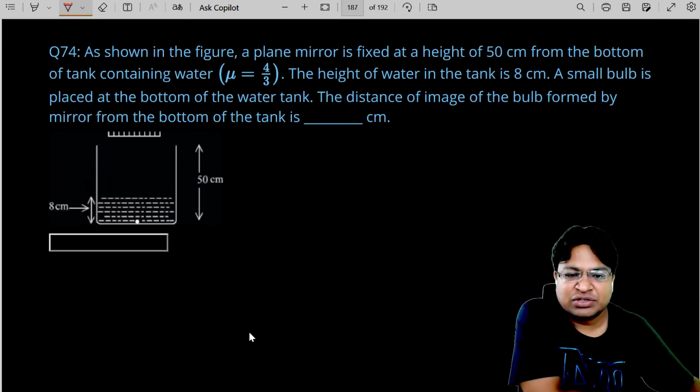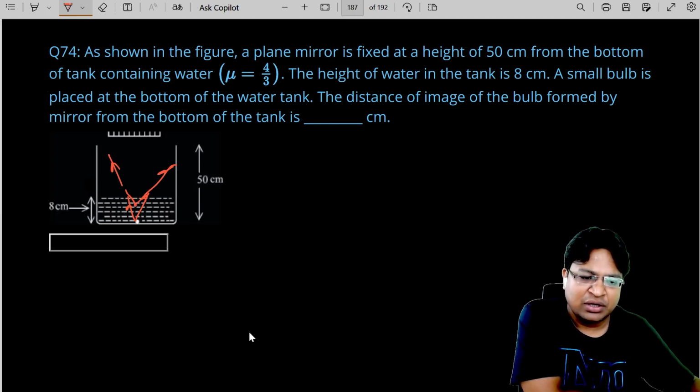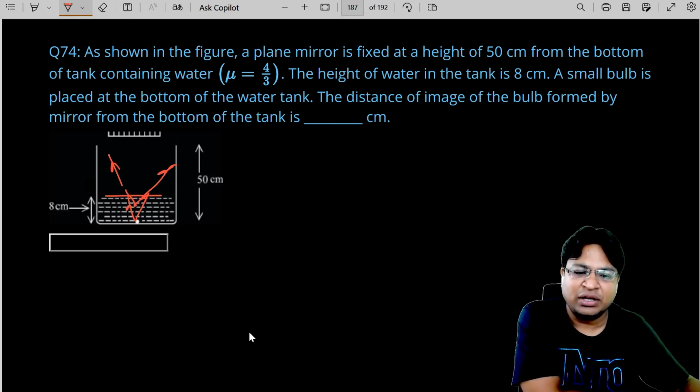It says that, as shown in the figure, a plane mirror is fixed at a height of 50 centimeters from the bottom of a tank. The height of the water in the tank is 8 centimeters. A small bulb is placed at the bottom of the water tank. The light coming from this bulb will appear to be coming from a higher point. And the distance of this image from the interface, how do you know that? Object distance divided by mu. So that will become 6 centimeters. So the light reaching the mirror will appear to be coming from 6 centimeters below the interface.